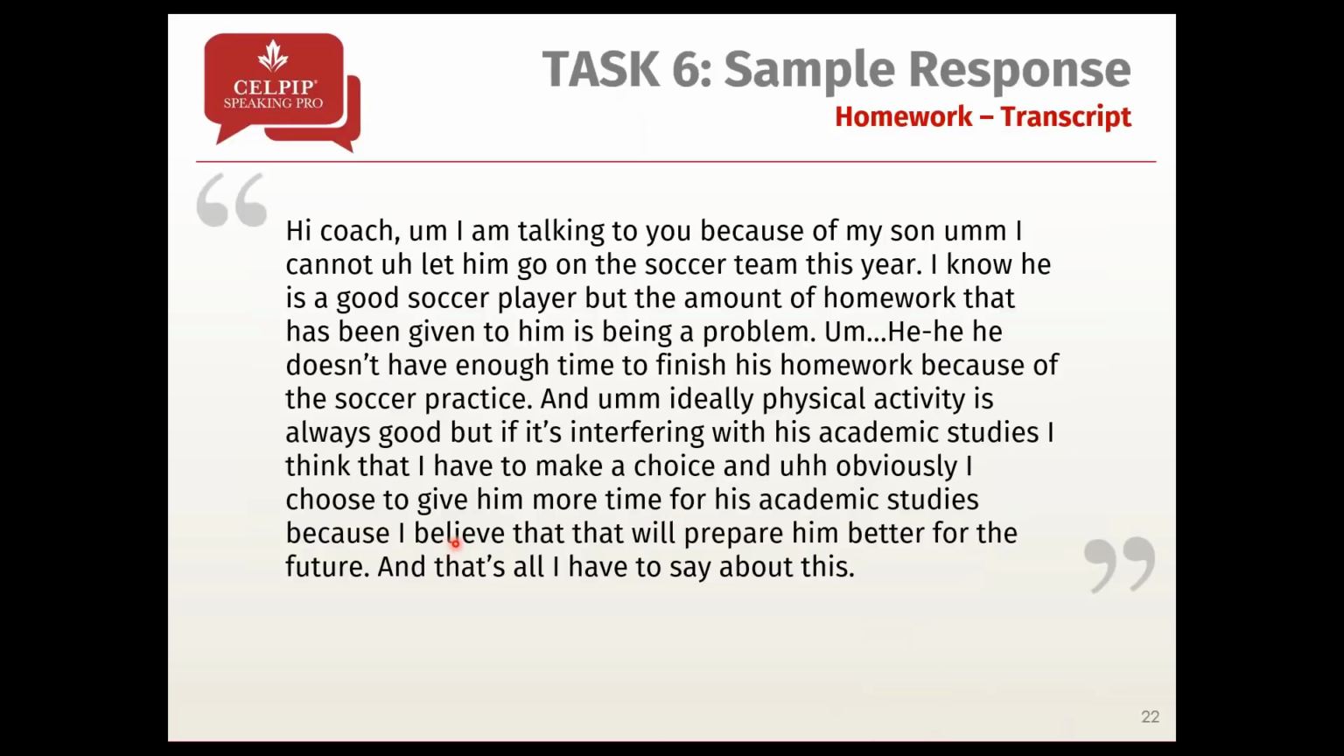Yeah, so if we wanted to improve on what he's done, because I believe that will prepare him better for the future. And then after that sentence, instead of "and that's all I have to say about this," you could come up with a closing sentence more like, let's see, "For all these reasons, I hope you'll understand that my son won't be able to participate in soccer this year." Something like that. Oh, his score is a level 10.